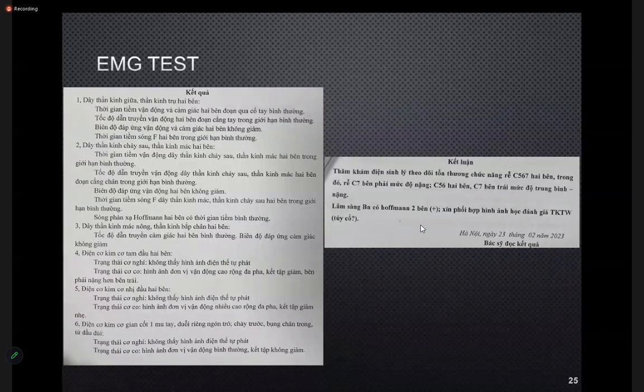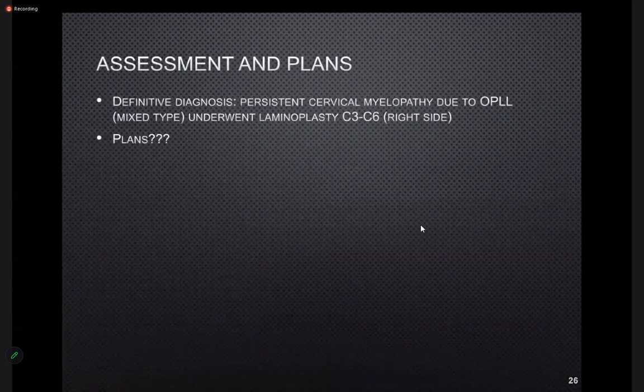This is the EMG test. The patient has dysfunction of C5, C6, C7 bilaterally. And the assessment and plan: this patient's definitive diagnosis is persistent cervical myelopathy due to OPLL, the mixed type. He underwent laminoplasty C3 to C6 on the right side. And the plan is in our discussion today.